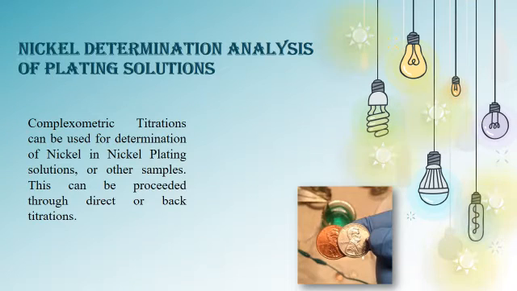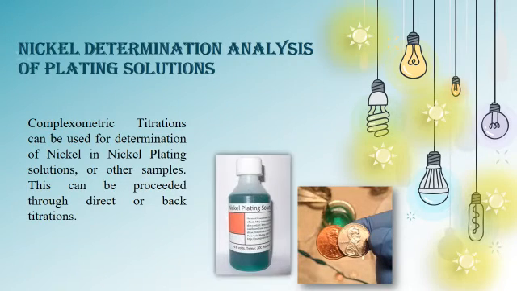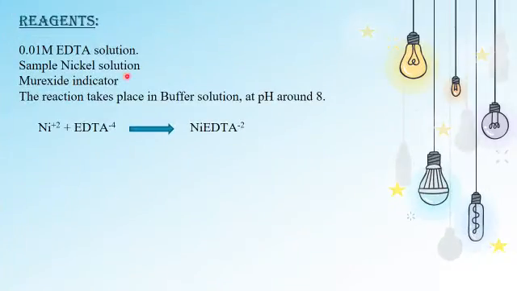The complexometric titrations can also be used for determination of nickel in different samples, and here the nickel plating solution is analyzed next for the determination of the nickel concentration in it. This can be proceeded through either direct or back titrations. The reagents used for this titration are 0.01 molar EDTA solution, sample nickel solution, the murexide indicator, and a buffer solution for maintaining pH around 8.